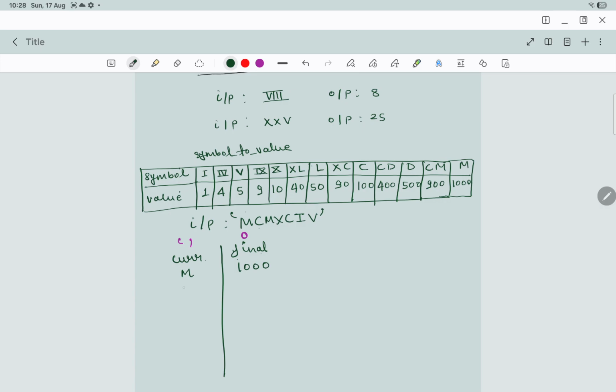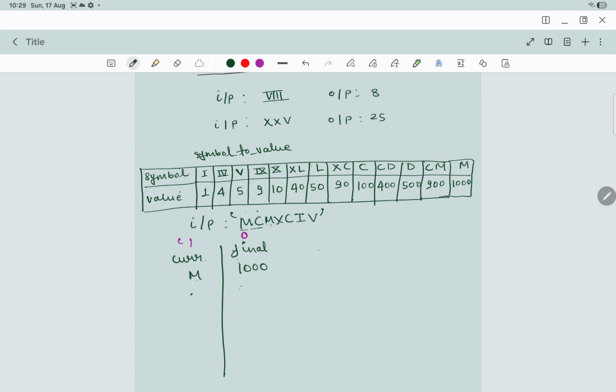Now I'll go to C. So the current would be C. Now I look at this. C is 100. So 1000 plus 100. Now I'll go to M and I'll know. Sorry, I had made a mistake. Instead of looking at M, whenever I'm looking at a string, I will always look at the first two. So here instead of looking at M alone, I will look at M and C together. But M and C together are not there in this dictionary. So I'll just look at M. So this would be 1000.